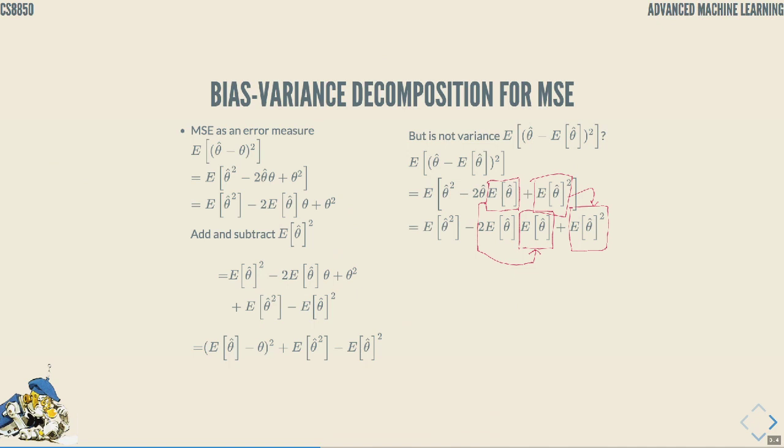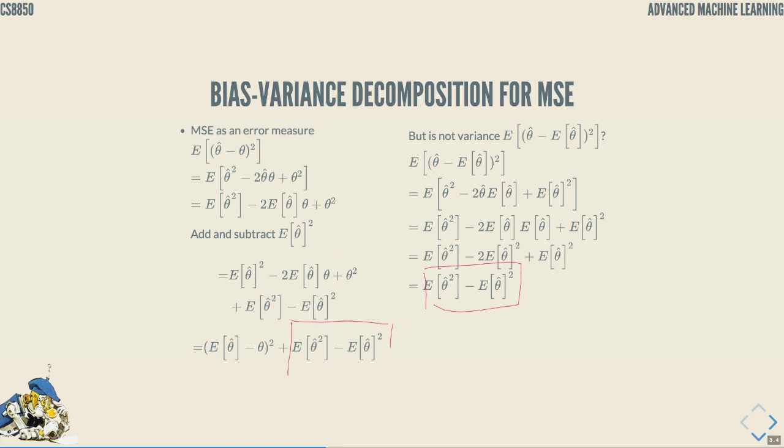So what happens next is we observe that this expectation times that expectation is nothing but the expectation of our parameter estimate squared, and their difference will be precisely that expression. So this is our variance. Nice.